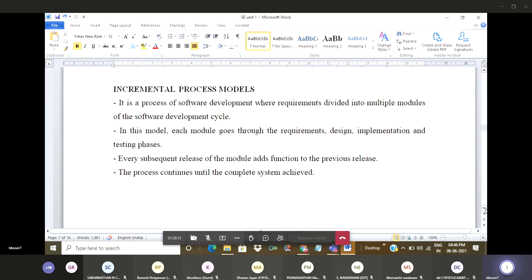The second point is that each module goes through requirement, design, implementation, and testing. Even after we divide the project into a number of modules, each module consists of design, implementation, and testing phases. The third point is that every subsequent release of the module adds functionality to the previous release. And fourth, the process continues until the project is complete and the system is achieved.